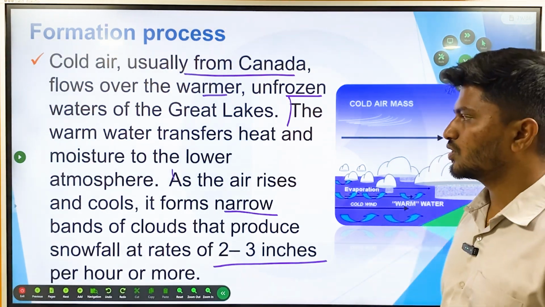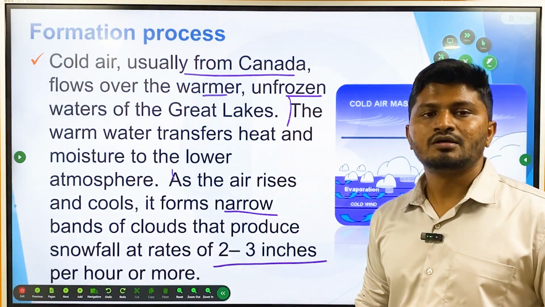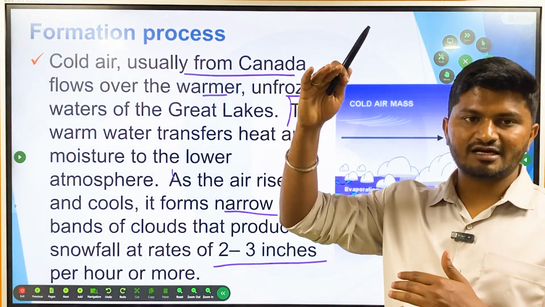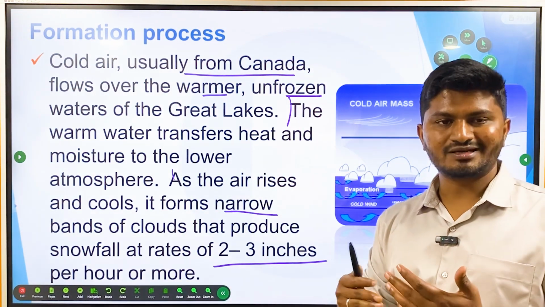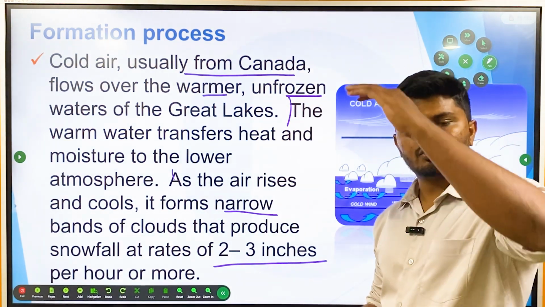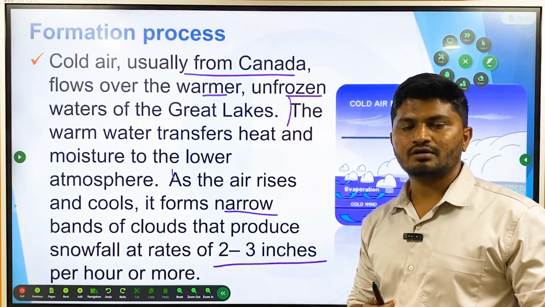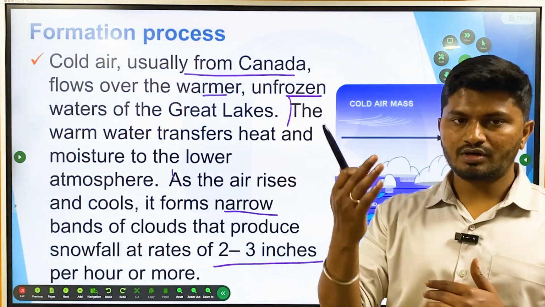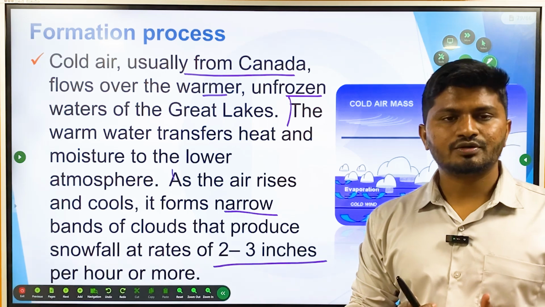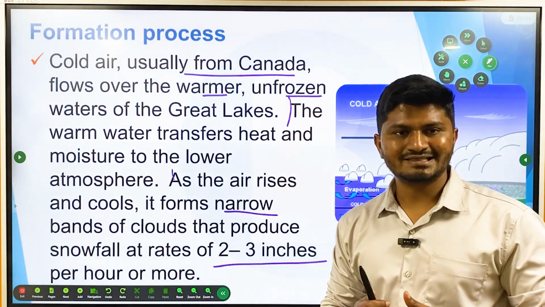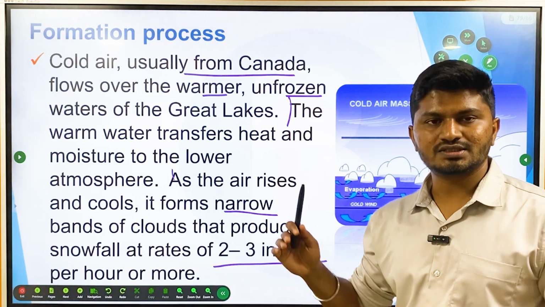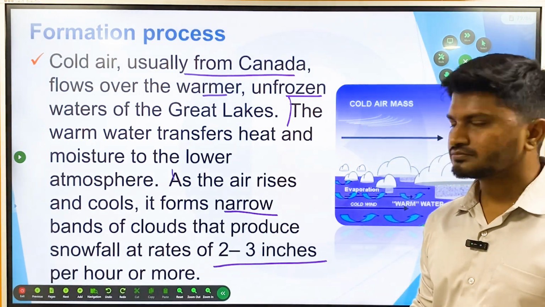So the cold air takes up heat from the warmer water present below it, and as a result the air starts rising up, and you already know that the temperature goes on decreasing with altitude. When you go up, the temperature will be very low. When the temperature reaches below 0 degrees, that is where the water molecules condense and start forming ice or snow. In that way, it forms a cloud, and the cloud starts producing snow.